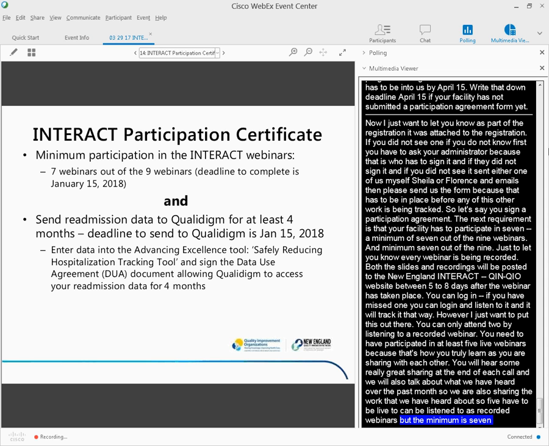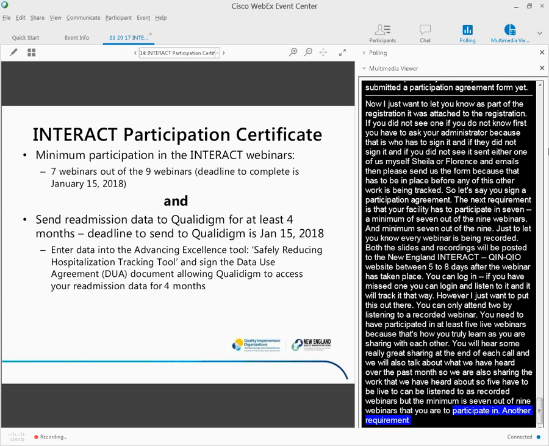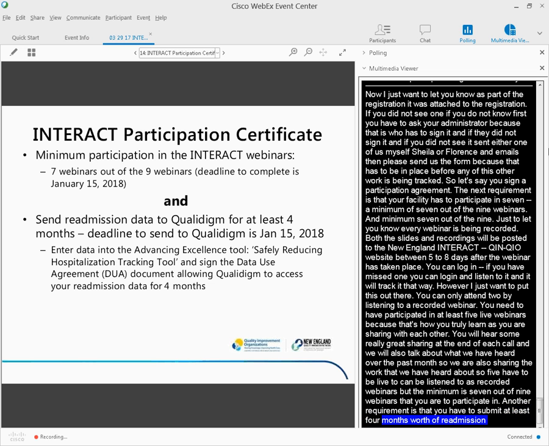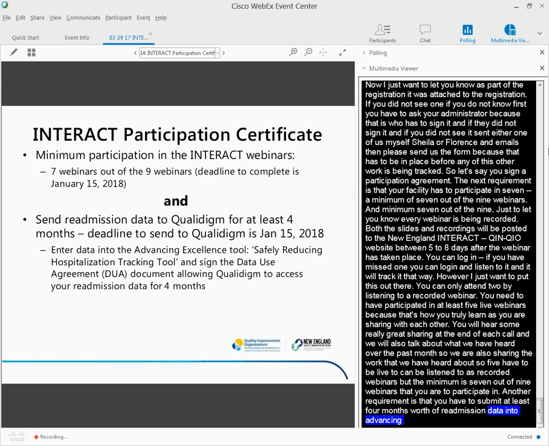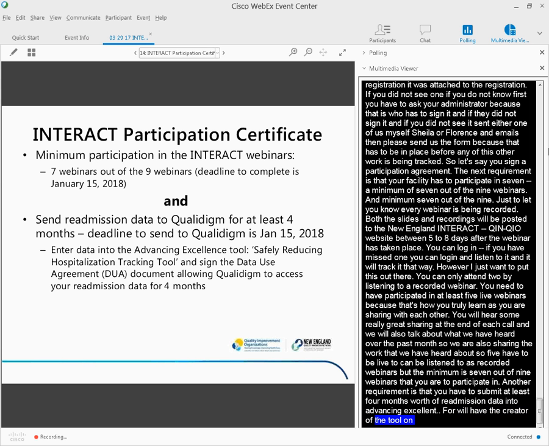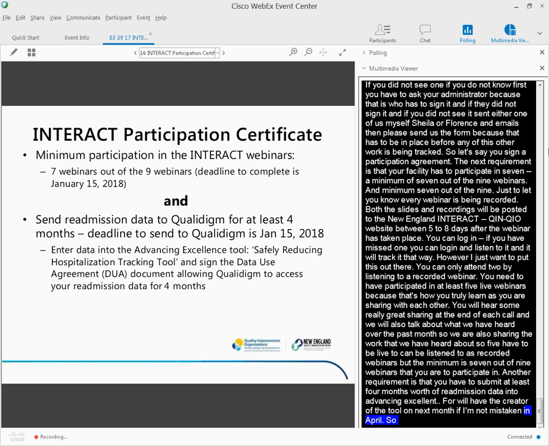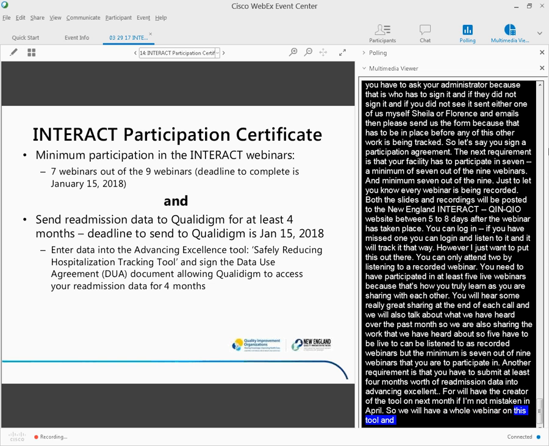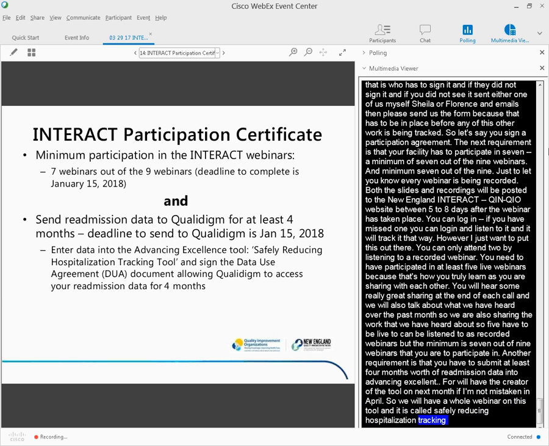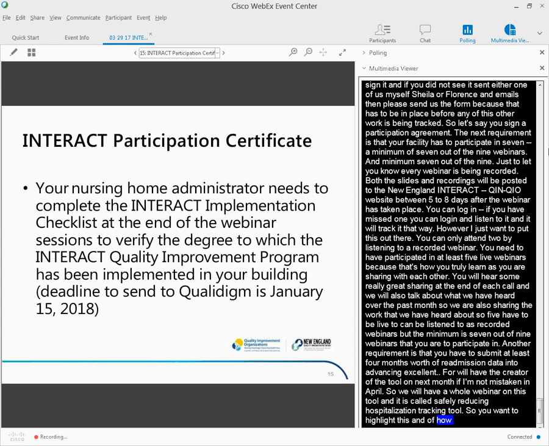Another requirement is that you have to submit at least 4 months worth of readmission data into Advancing Excellence. Now, Florence is going to have the creator of the tool on next month, if I'm not mistaken, in April. So we're going to have a whole webinar on this tool, and it's called the Safely Reducing Hospitalization Tracking Tool. So you want to make sure you attend this so you can hear from the expert of the experts of how to submit data, tricks of the trade, so it's going to be a great webinar. And we're not done yet with requirements.